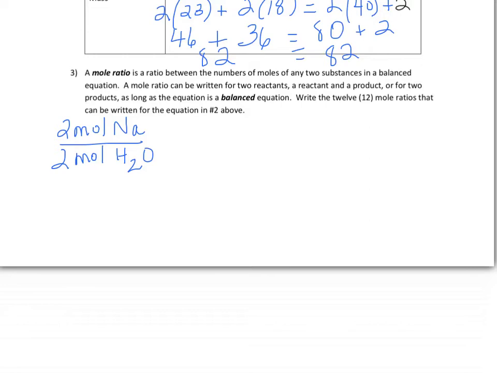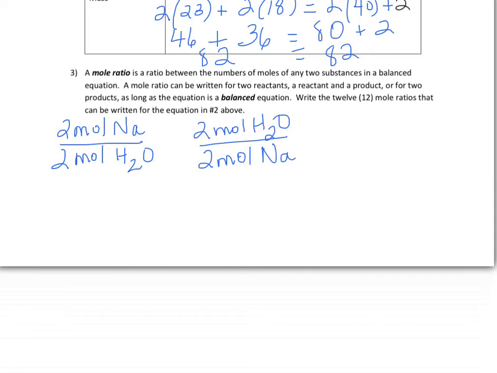You can do the same thing in chemistry. So a second molar ratio here might be 2 moles of water over 2 moles of sodium. Now notice that you might say, but Mrs. Kovacs, we could divide the 2's out. Yes, we could. I would recommend, though, that you leave those 2's in there so that you know that you've taken care of the coefficients.